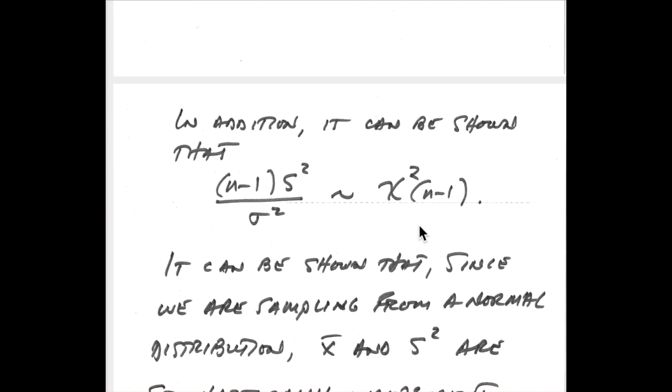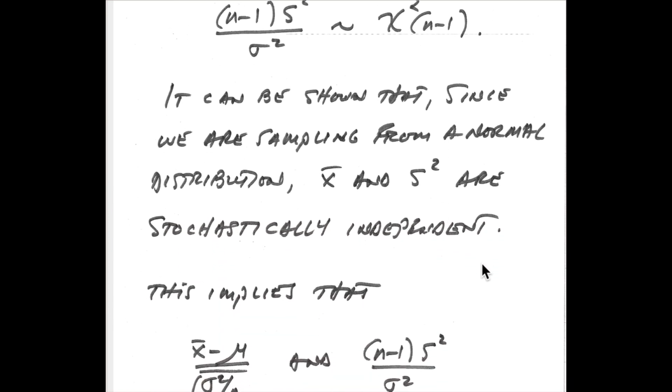Now, in talking about the chi-square distribution just a while ago, we pointed out that when we're sampling from a normal distribution, if we calculate the sample variance, multiply that by n minus 1 and divide by sigma squared, then that resulting random variable has a chi-square distribution with n minus 1 degrees of freedom. Now, it can be shown, we're not going to prove this, that since we're sampling from a normal distribution, the sample mean and the sample variance are stochastically independent.